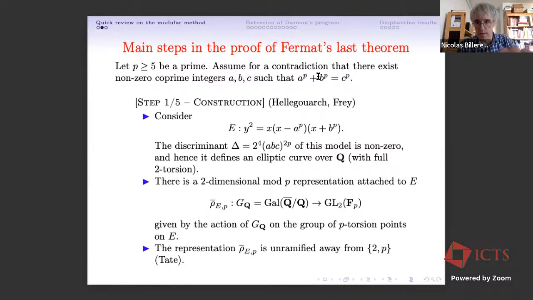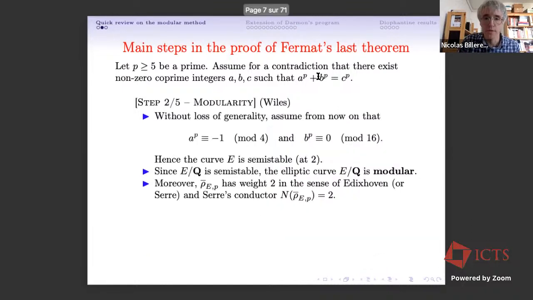So that's a really important object that is attached to this equation. It's a 2-dimensional Galois representation. And since it's a continuous homomorphism, it factors through a finite extension of Q. And it turns out, using Tate's theory, that this finite extension of Q is actually unramified outside 2abcp. That's one of the main features of this equation here. Okay, so that was the first step.